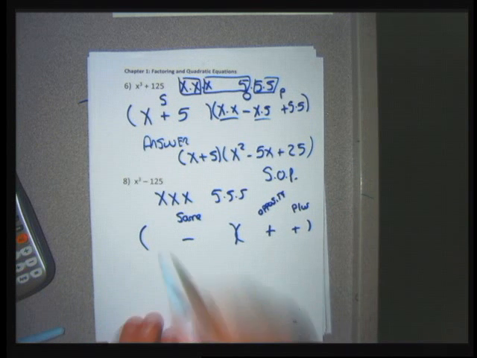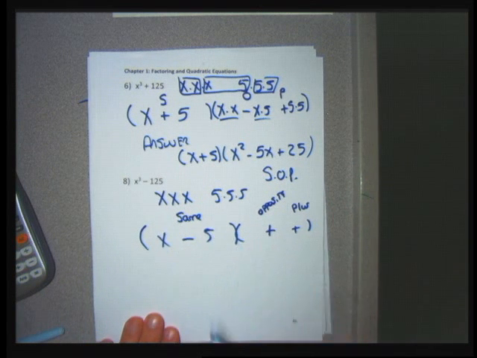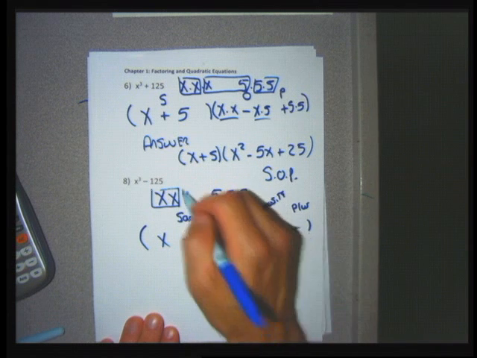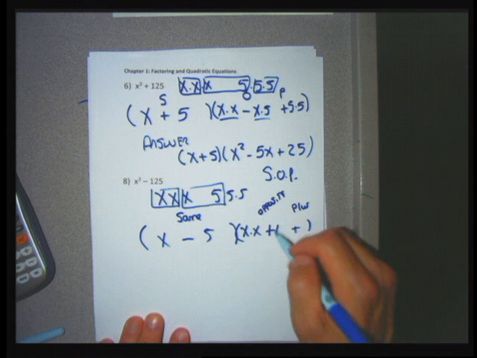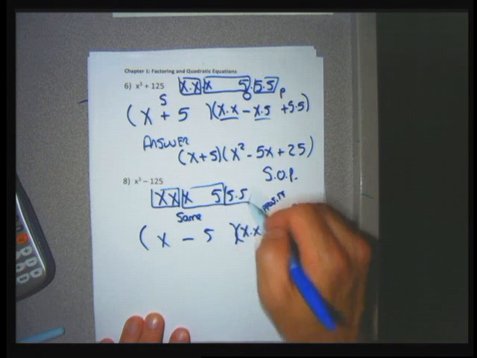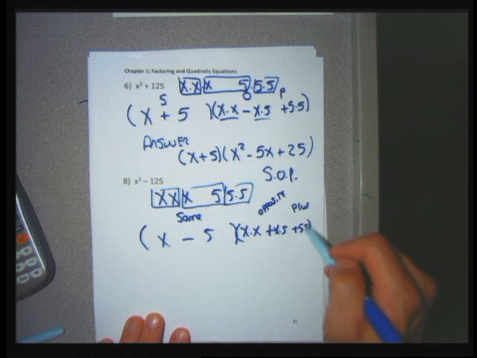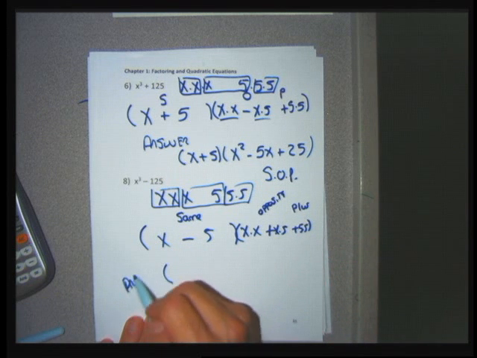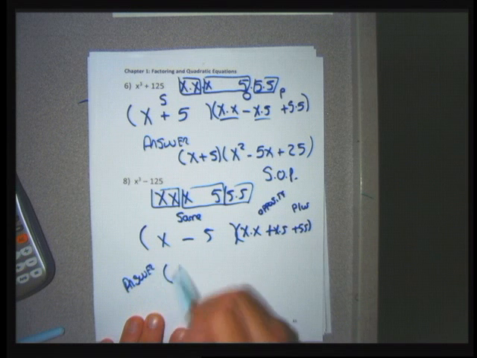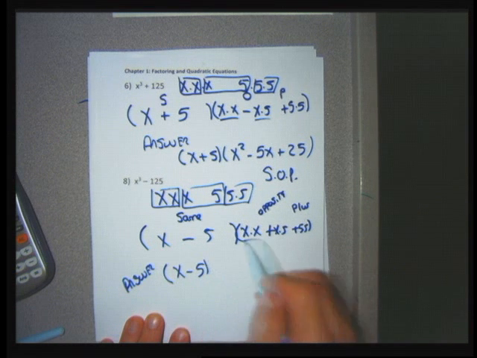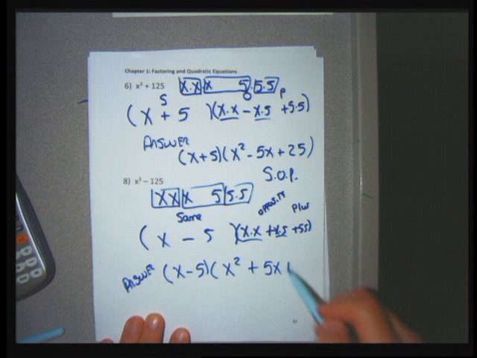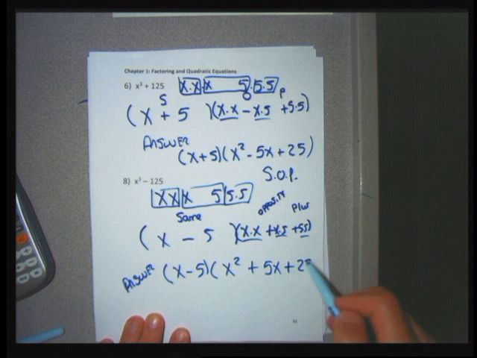First parentheses, one of each, 1x, 1, 5. Second parentheses, first pair, x times x. Second pair, x times 5. Third pair, 5 times 5. First parentheses stays put as an x minus 5. Second parentheses, x times x is x squared. Bring down this plus sign. X times 5 I rewrite as 5x. Bring down the plus sign. 5 times 5 I write as 25.